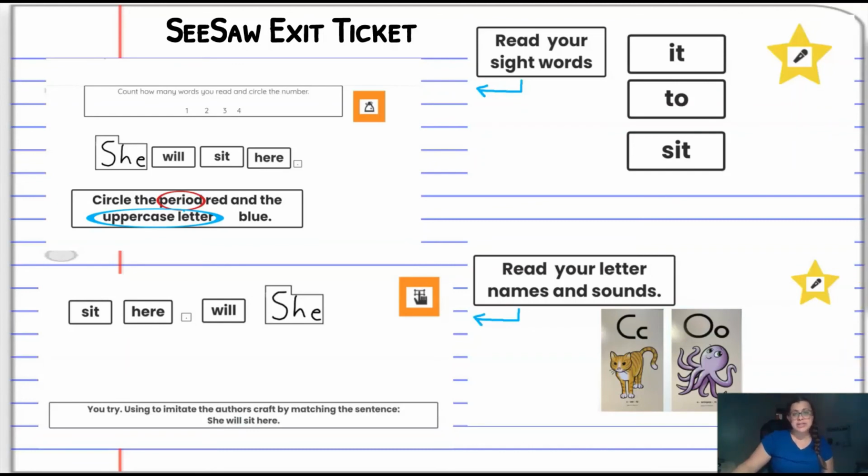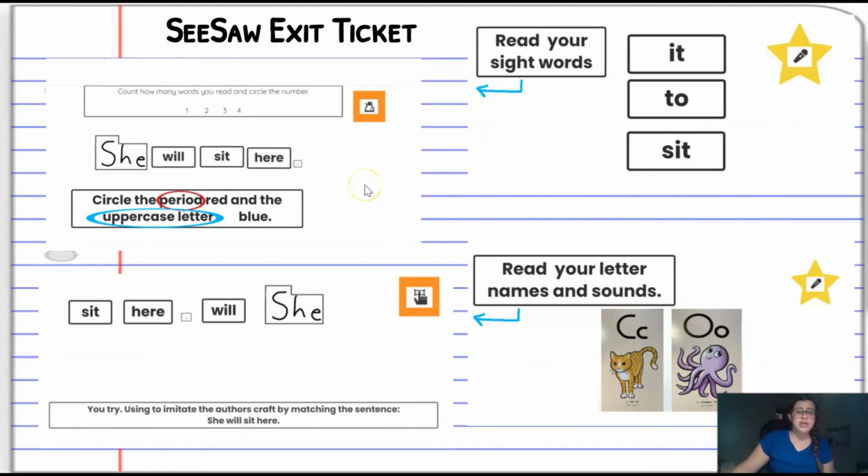All right, Kipsters. In Seesaw today, you have 4 pages. You can find your 4 pages on the right side of the screen. On your first page, you need to tap the microphone to read your sight words. We're getting ready for our quizzes on Friday, so this is where you're going to practice tapping the microphone and reading your sight words. Second page, tapping the microphone, reading your letter names and sounds.